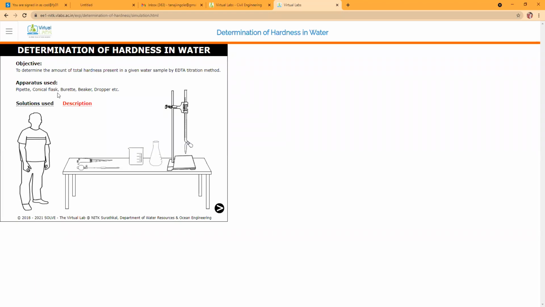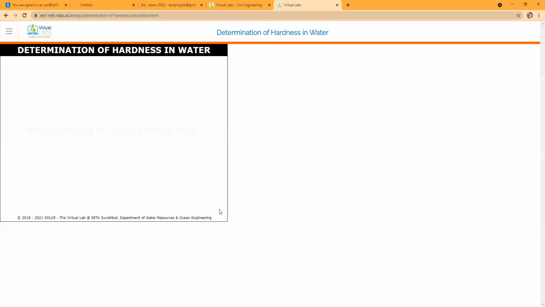Apparatus: pipette, conical flask, burette, beaker, dropper. Burette, conical flask, beaker, automatic pipette, and graduated pipette. The apparatus used in this experiment are pipette, conical flask, burette, beaker, and dropper.